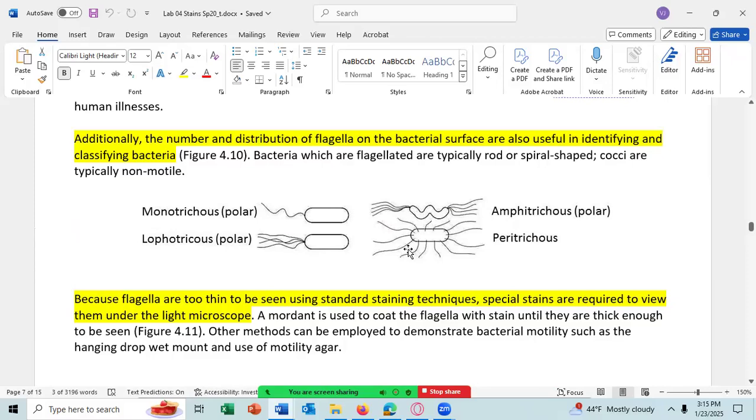Now, some cells will never become peritrichous, and they will only become amphitrichous. But the amphitrichous will also have the lophotrichous, the monotrichous, and then the no flagella. And then some cells will only go as high as lophotrichous. So you have to count the cell that has the most flagella and then give the arrangement from the highest count. Any question about any of that? All right.